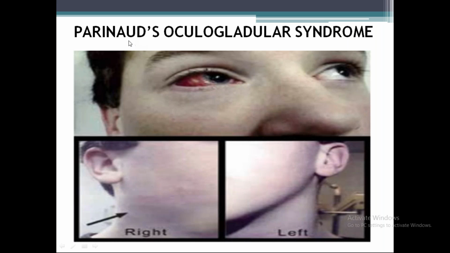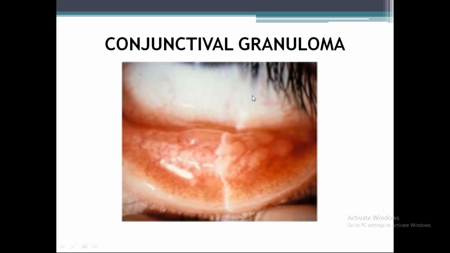Sometimes there can be a syndrome called Parinaud's oculoglandular syndrome. Oculoglandular means the eye and a gland are involved. The parotid gland and the eye are involved. Chronic conjunctivitis, you can see redness of the eye here. Chronic conjunctivitis along with swelling of the parotid gland, you label it as Parinaud's oculoglandular syndrome. So this is one of the manifestations as far as conjunctival manifestations of tuberculosis are concerned.